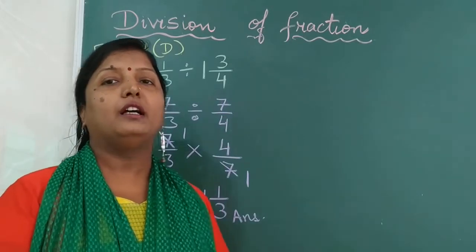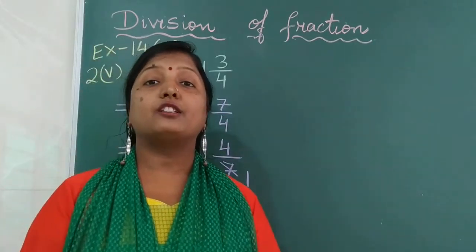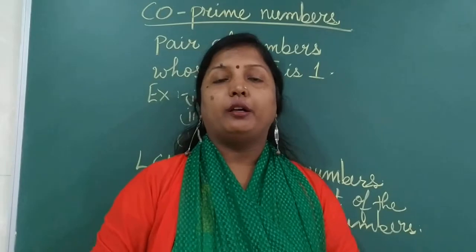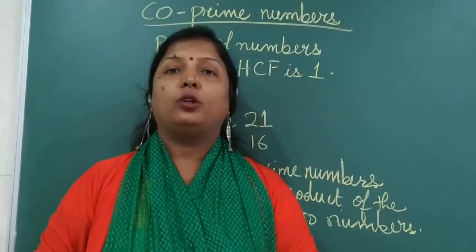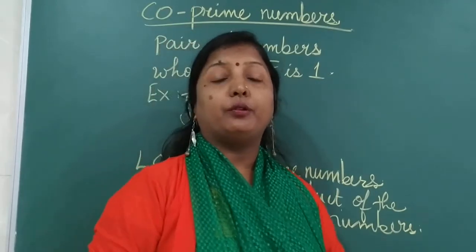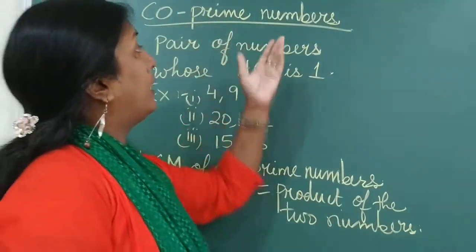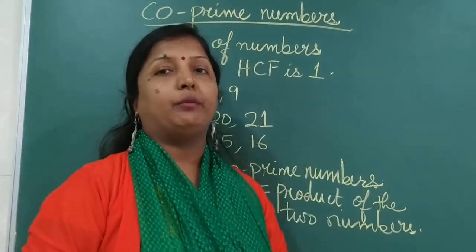Let us go to the next part. We have learned about odd numbers, even numbers, natural numbers, whole numbers. Let us come to know another type of numbers, that is called co-prime numbers. What are these co-prime numbers?